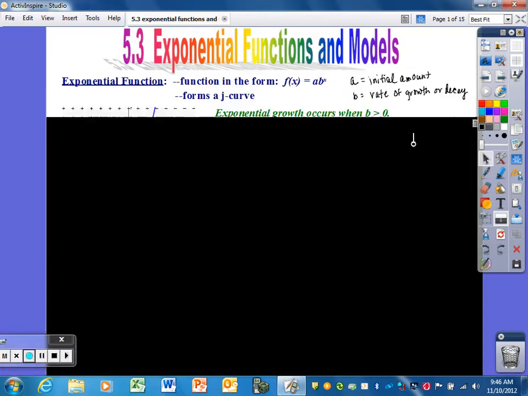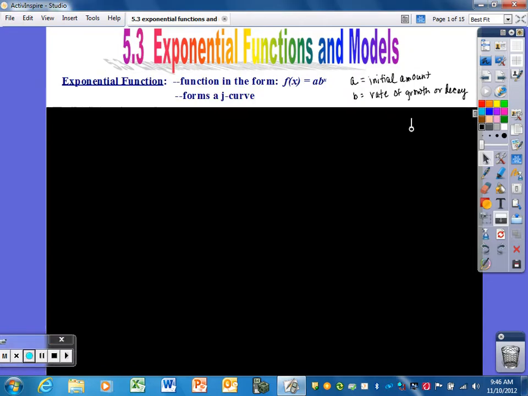So first of all, by definition, an exponential function is a function in the form of f of x equals a b to the x, where a is the initial amount and b will be the rate of growth or decay. Exponential functions will always form a J-curve.